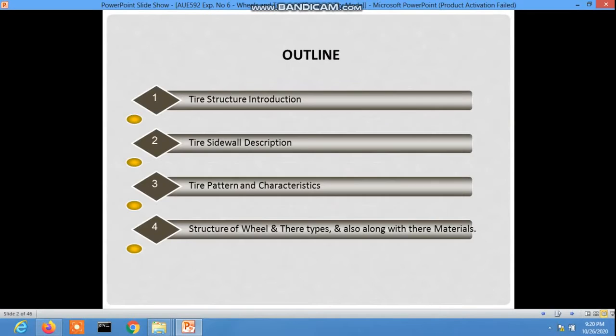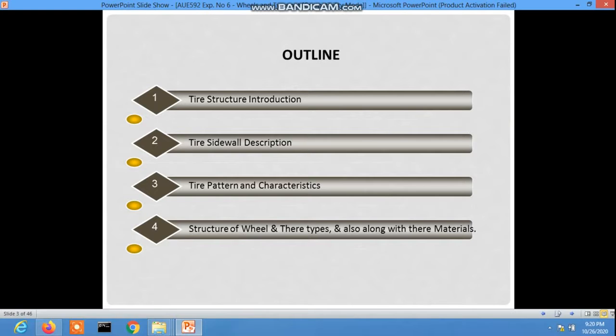Some outlines are there. First, the tire structure introduction; second, tire sidewall description; third, tire pattern and characteristics; and fourth, structure of wheel and tire types, along with their materials.